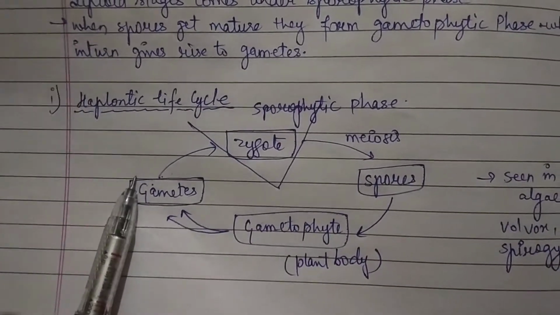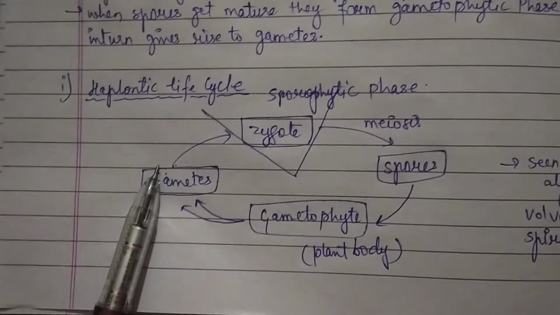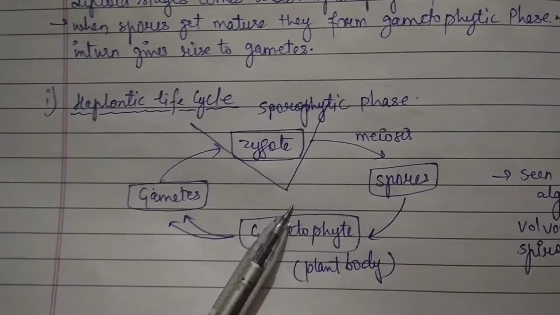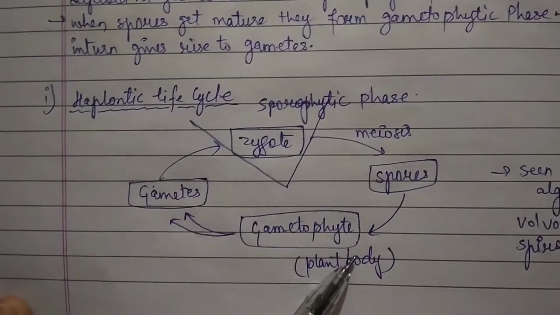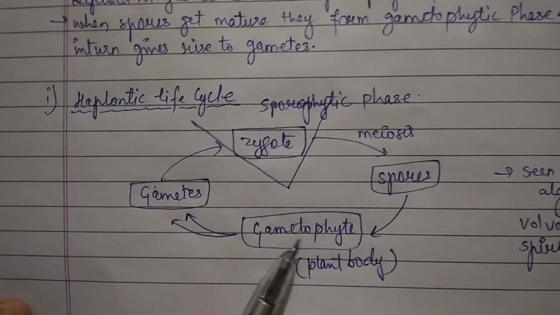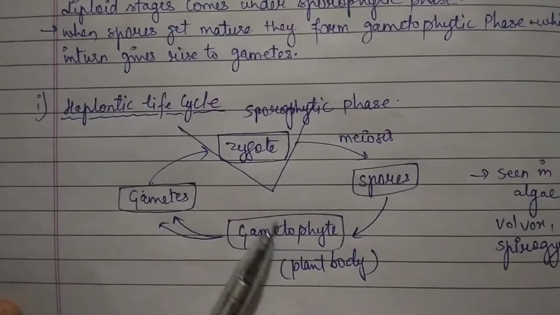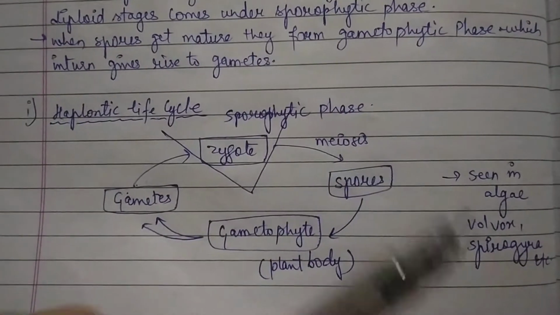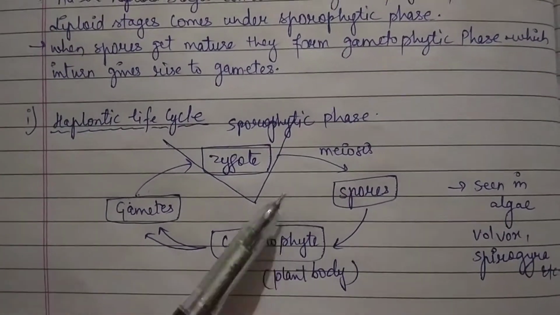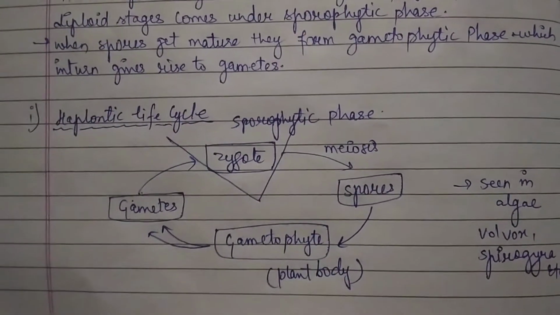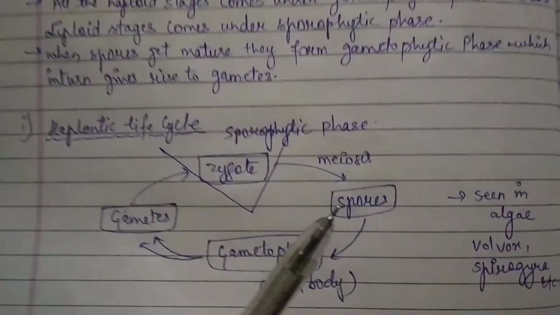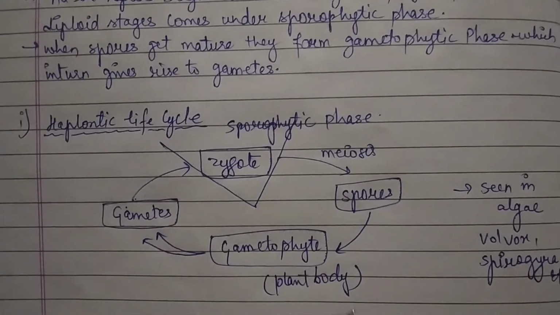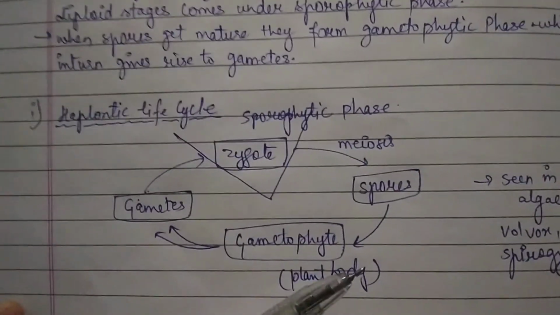And the rest, the whole thing is haplontic phase, and the whole plant body in this case will be under gametophytic phase. So the gametophytic phase is more dominant in this case, and this basically happens in most of the algae, right? So most of the algae survive as gametophytic plant body, right? Like you have Volvox, Spirogyra, and a few species under Chlamydomonas also.